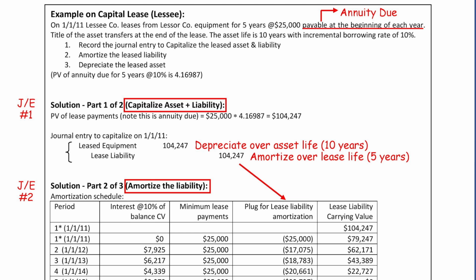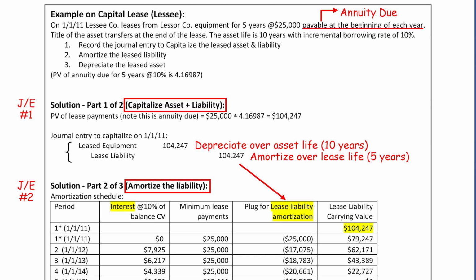And looking at the schedule, the first column, that's the date or the period. The second column, highlight interest. Third column is the minimum lease payments, $25,000 each period. Fourth column, highlight lease liability amortization, where we amortize the lease liability of 104,247 that we recognized in the first journal entry. And the last column, that's for the lease liability carrying value, and highlight 104,247.